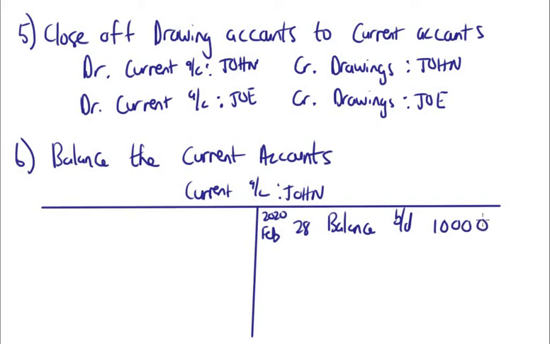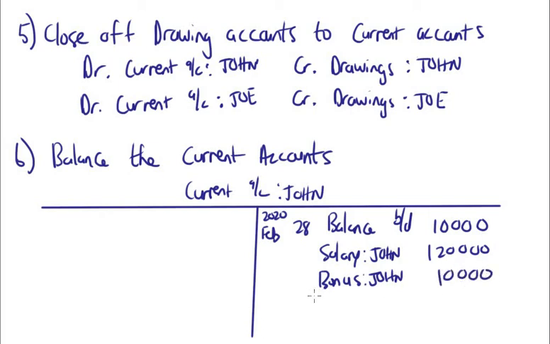And then you've got your salary. You remember, we've got to take into account your salary. So John, let's say John gets a salary of 10,000 a month. So that means that's going to be 120,000. Then John got a bonus. That bonus is, say, 10,000 for the year, and John got interest on capital, let's say we work that out.